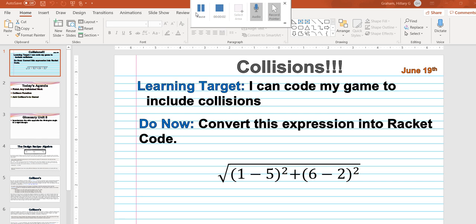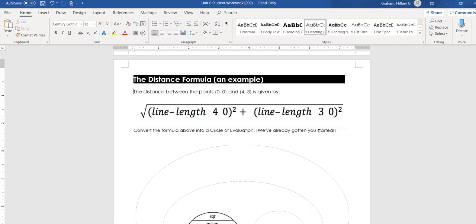All right, so looking at our do now for day 2, it says, learning target, I can code my game to include collisions. Do now, convert this expression into Racket code. This looks pretty terrifying to turn into Racket code, so I want to encourage you to go back to your packet and look at this.